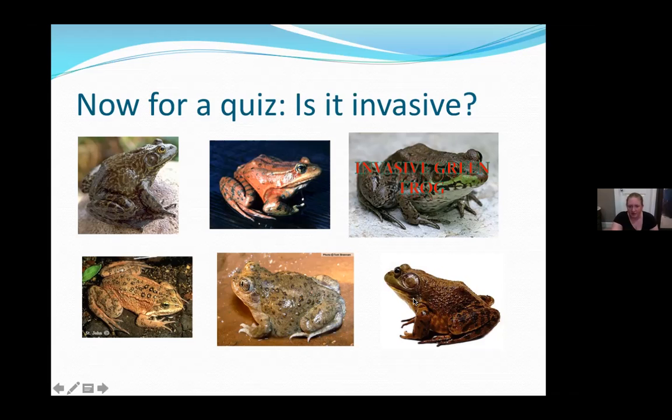What about this guy right here? Do we think he's an invasive? Invasive, right? He has a ginormous eardrum. So what kind of invasive do you think he is? We talked about bullfrogs and green frogs. Which one do you think he looks like? Green frog. He does look a little bit like a green frog because he has this lip, but he's actually a bullfrog.